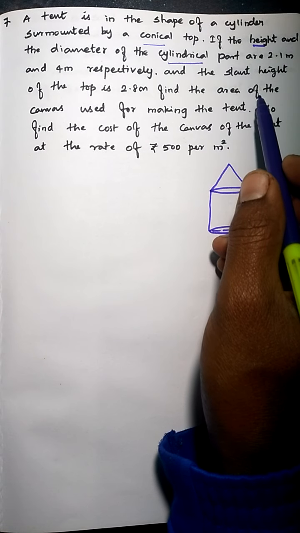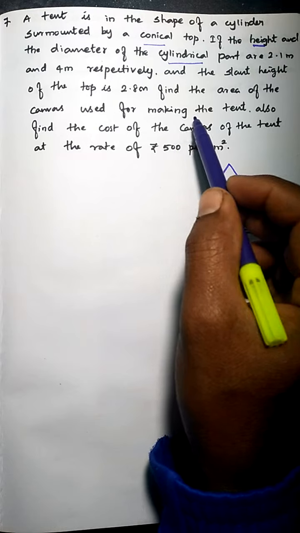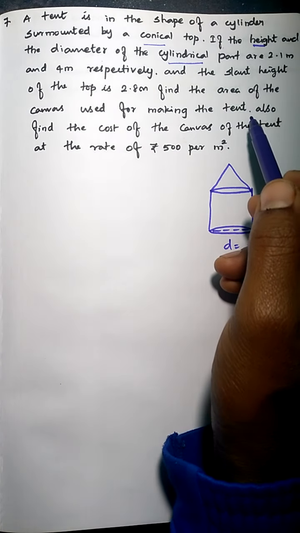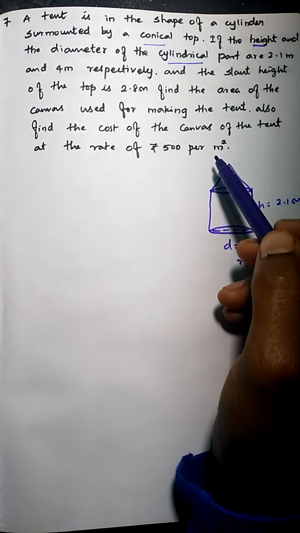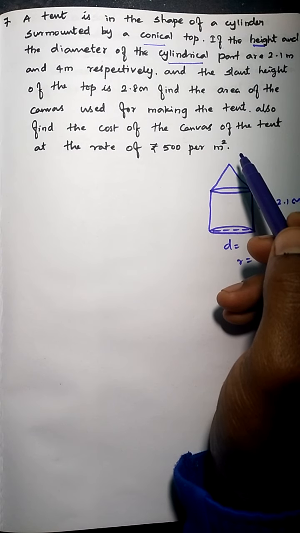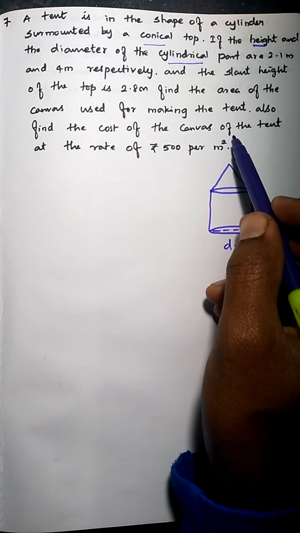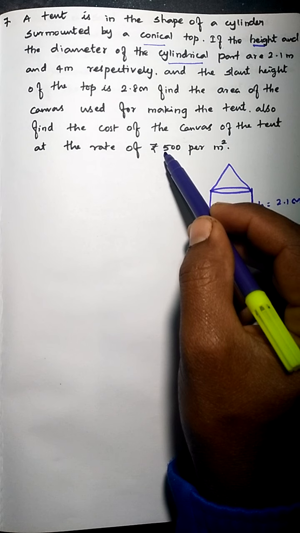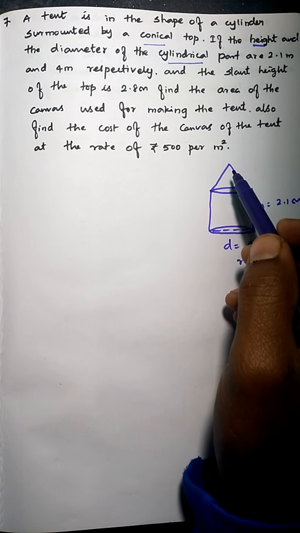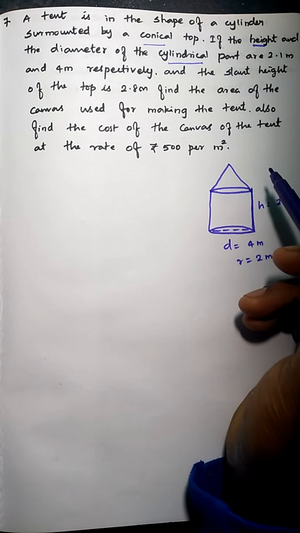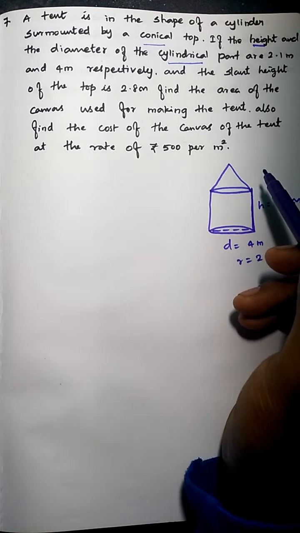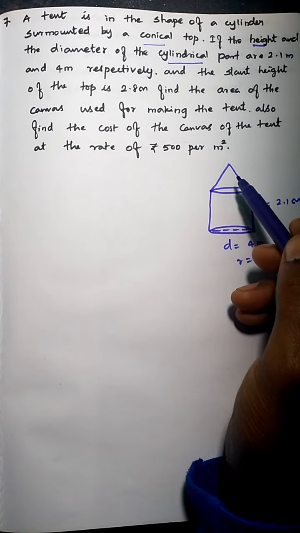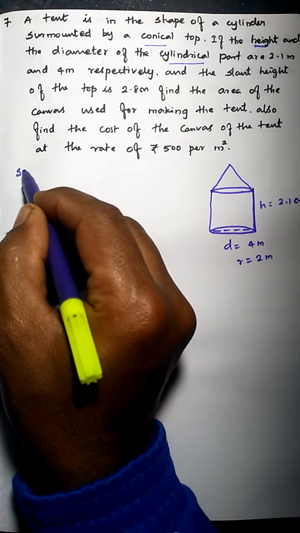Now find the area of the canvas used for making the tent. So we have to find out the area of the canvas used for making this tent. Also find the cost of canvas of the tent at the rate of rupees 500 per meter square. First we have to calculate how much area it takes, then we can calculate the amount. So first let's calculate the surface area.